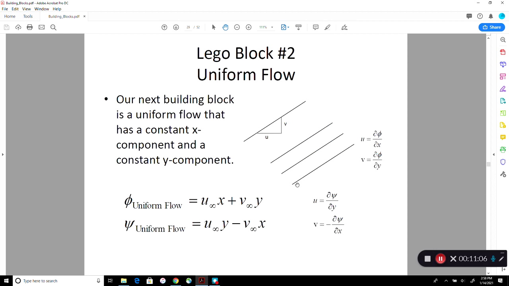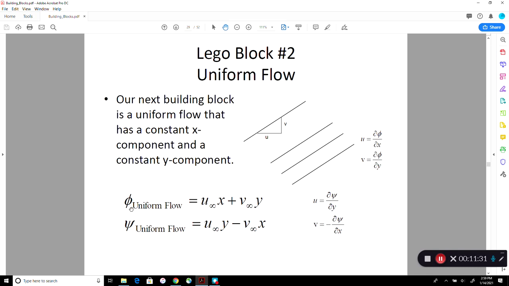Now we do the second building block, second Lego piece. This is a uniform flow in the x and y direction. It's a 2D problem currently, so you'll have two components of velocity. Free stream may have in the x direction a component of velocity called u infinity. In the y direction, it may have a velocity component called v infinity, with lowercase v infinity.